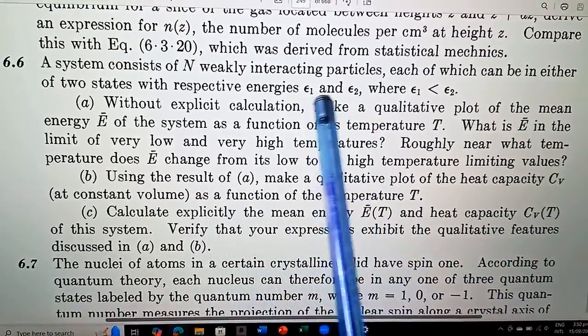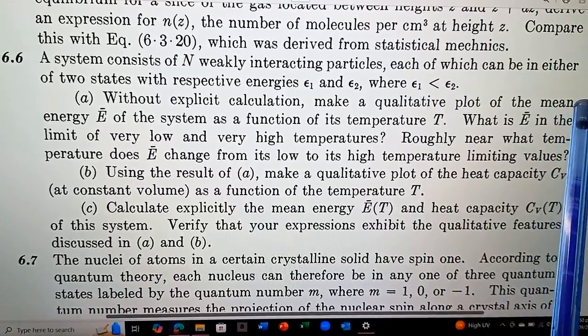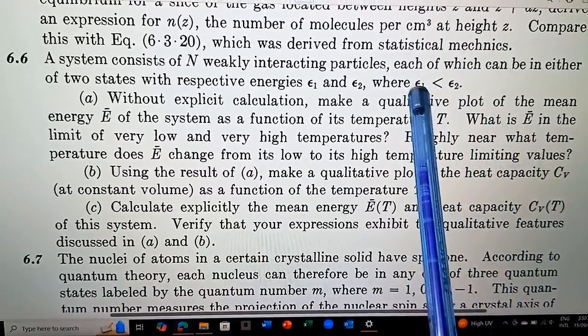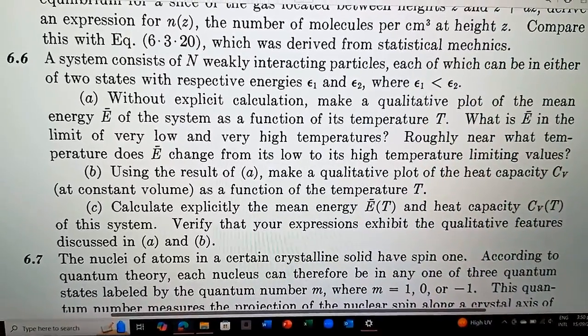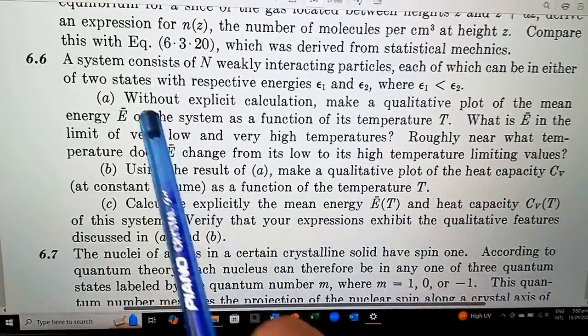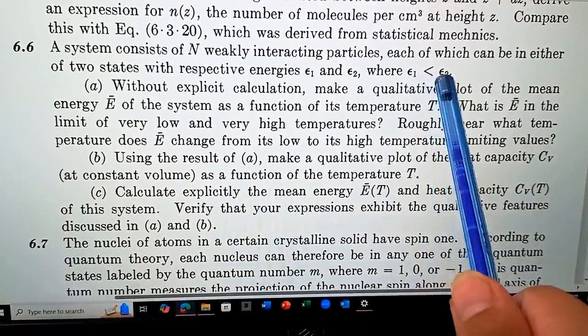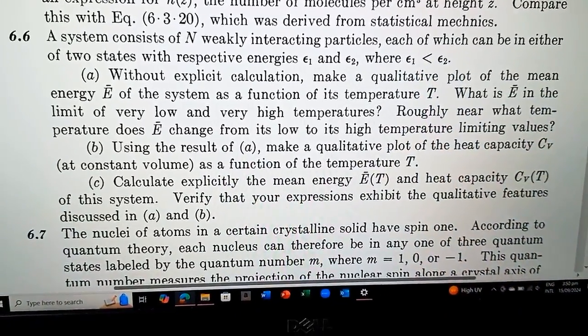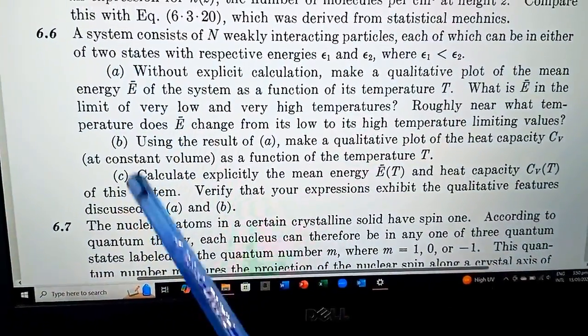And since E1 has lesser energy than E2, we can say that E1 is the ground state energy. Okay, that's the ground state and this is the excited state. That interpretation will help us to answer the part A of the question. Okay, that E1 is the ground state and E2 is the excited state, you can say. And in part A, there are three parts actually, we can see here.